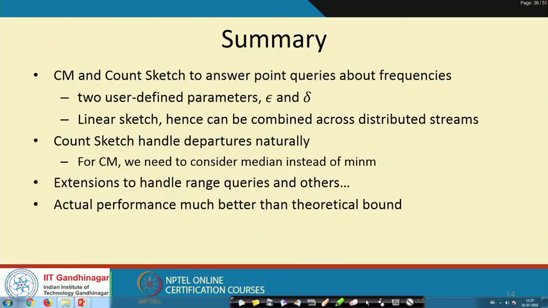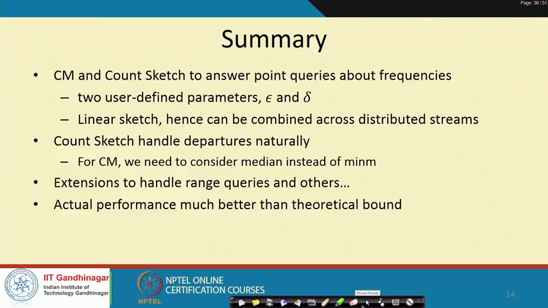There are other extensions to handle range queries and others, and the actual performance of any of these algorithms is much better than the theoretical bound. There have been some efforts to analyze these in terms of saying that if you have a power law distribution, if the distribution is very skewed, it can be proven that a lot of these algorithms perform a lot better. The hardest instance for these algorithms is when the frequency distribution is more or less flat, where the heaviest is only slightly bigger than the average, right. If the heaviest are much bigger than the average, then all of them perform really nicely.